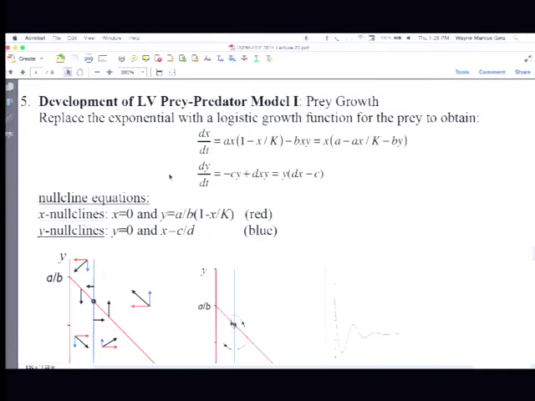So the modification that's easiest for us to make, because we understand it best, because we've worked with it a lot, is to assume that this is logistic growth rather than exponential. So what happens if we put in logistic growth? dx/dt equals ax(1 minus x), and I still get this term bxy. And now dy/dt equals minus cy plus dxy. Okay, so what do we think is going to happen?